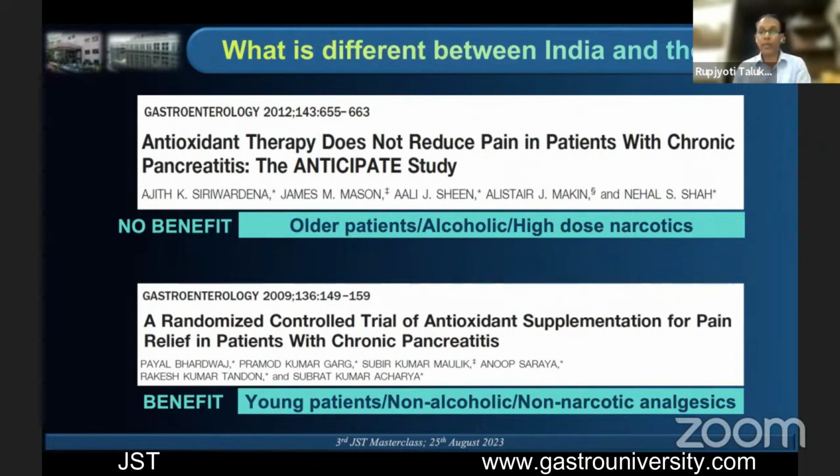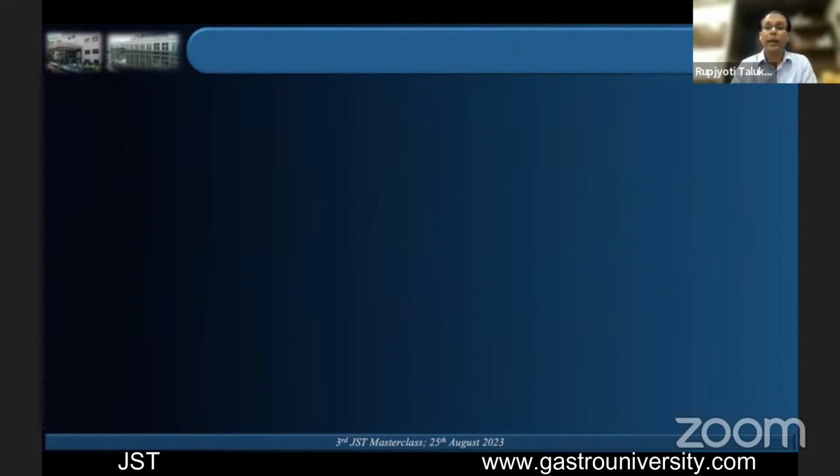And this is a very important message for the youngsters, the young clinicians who have just started their career. Because if you see these patients, these high potency narcotics have a tendency to cause degranulation of the mast cells, and that in fact increases the inflammation in these patients in the long run.